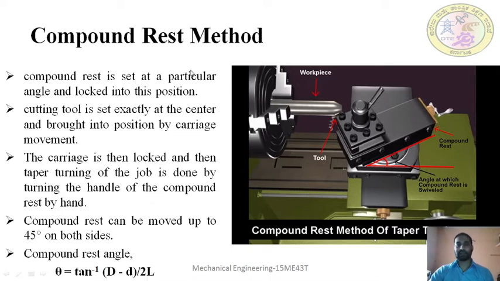So in the compound rest method, the tailstock will not come into the picture here. Here the compound rest, initially, is parallel to the lathe axis. The screw will be loosened, and it is set to an angle. You can see here, initially it is straight like this. It is parallel to the axis of rotation. Now the compound rest screws will be loosened, and it will be set to an angle by measuring theta here.